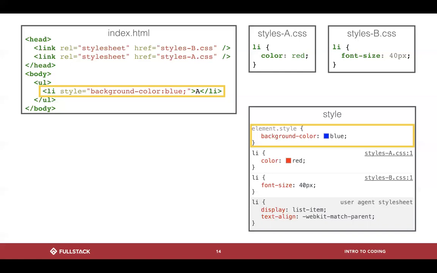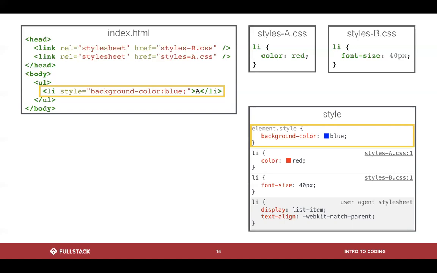So on here, we have 3 rules, right? We have this color red that we get from styles A. We have this font size 40 that we get from styles B. And we have this background color blue that we get right from the inline style, as they call it, that's defined directly on the HTML.